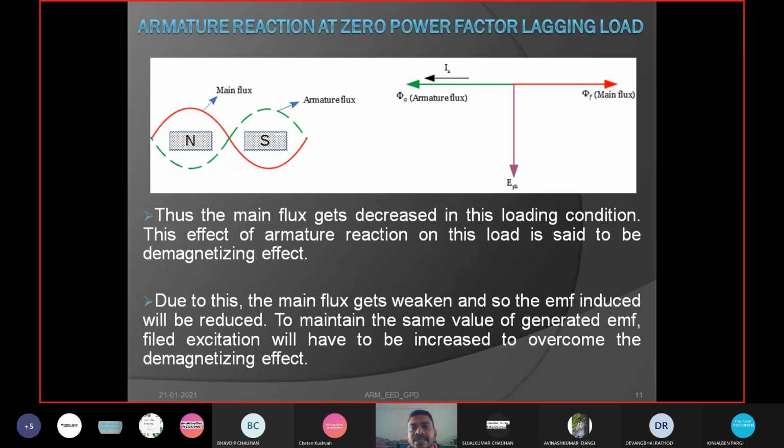So when the power factor is lagging load type, at that time the effect is the demagnetizing effect, and due to it the induced EMF reduces. We have to maintain the induced EMF at a constant value, so we have to increase the field excitation, and by adjusting the field excitation we can overcome the demagnetizing effect of armature reaction.